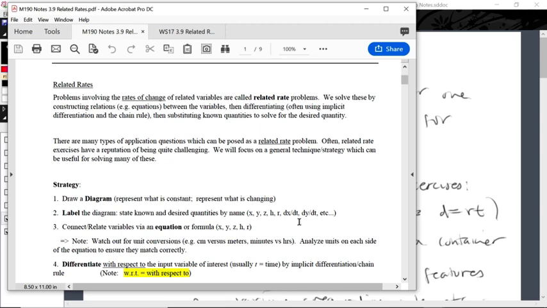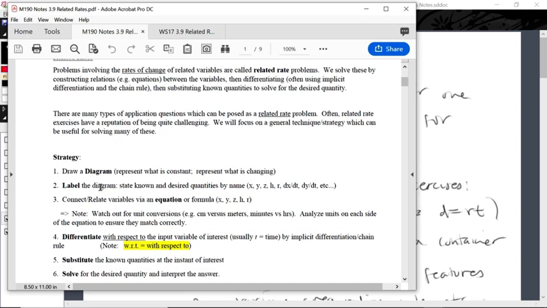And we're almost exclusively going to be using t as the input variable that is changing. We can consider that as the variable representing time. So these things are in motion with respect to time. Using the diagram and our labels and geometric reasoning, we would want to connect or relate the variables to each other via equations that we can determine.